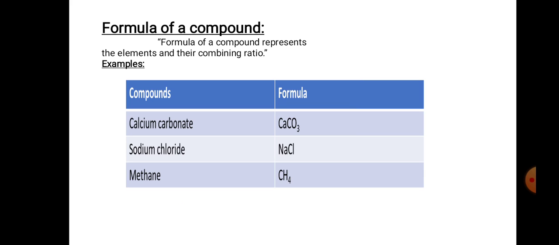For example, calcium carbonate. It is formed by the chemical combination of one calcium, one carbon and three oxygen. Sodium chloride. It is formed by the chemical combination of one sodium and one chlorine. Methane. One carbon and four hydrogens combine chemically to form a methane.